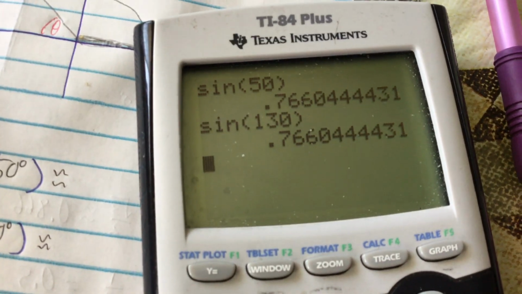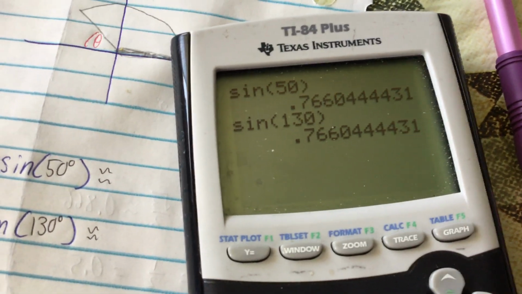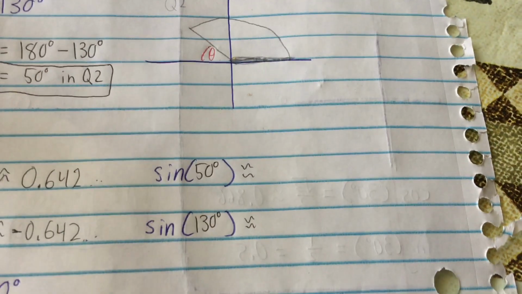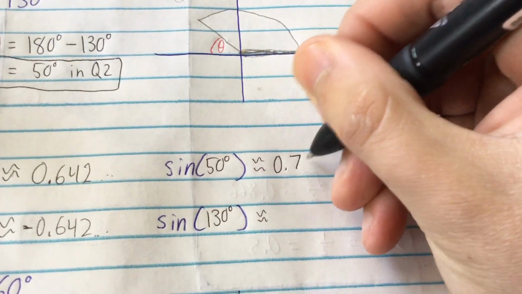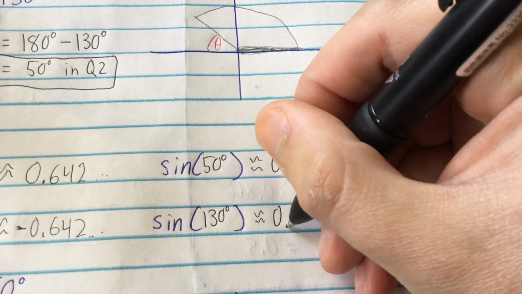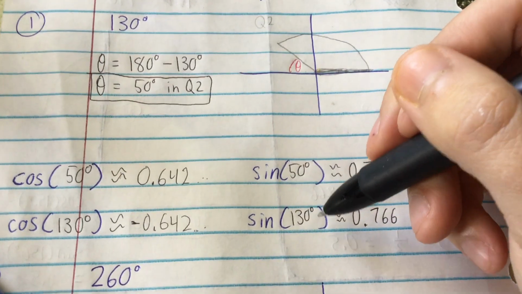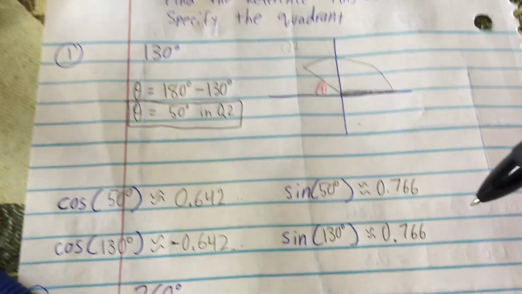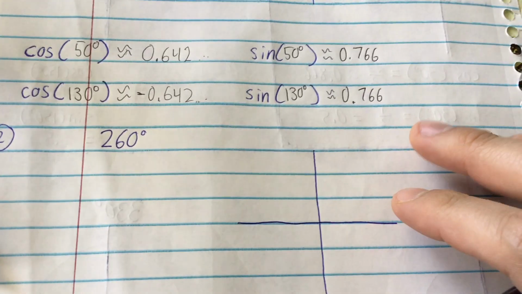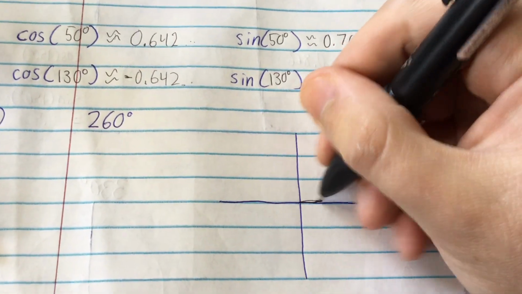The sine of 50 is 0.766, and the sine of 130 is also 0.766. So that checks out the two main requirements: that the digits have to be exactly the same, and that the cosine is negative and the sine is positive. This is to check your work. It's not required. Okay? All right. 260 degrees. Well, how do I do that? Remember that I start here.